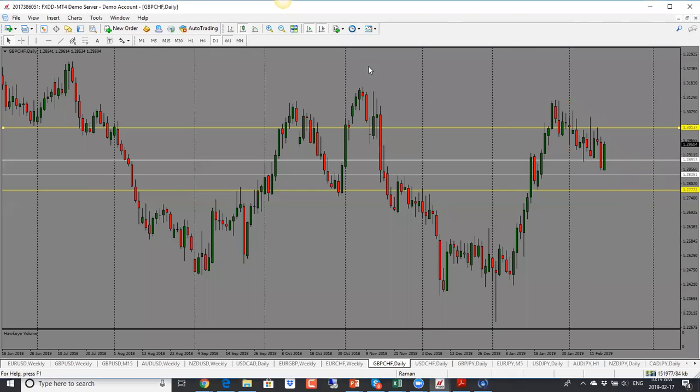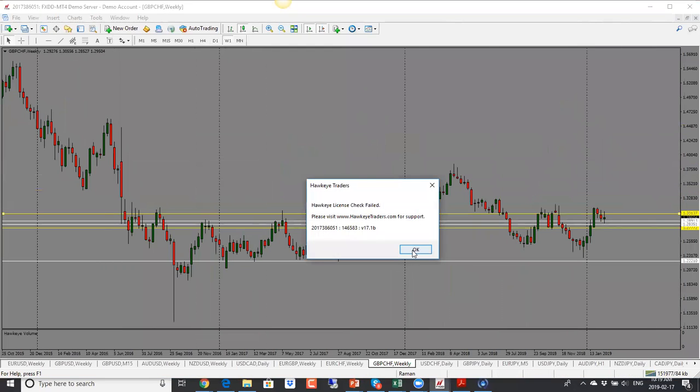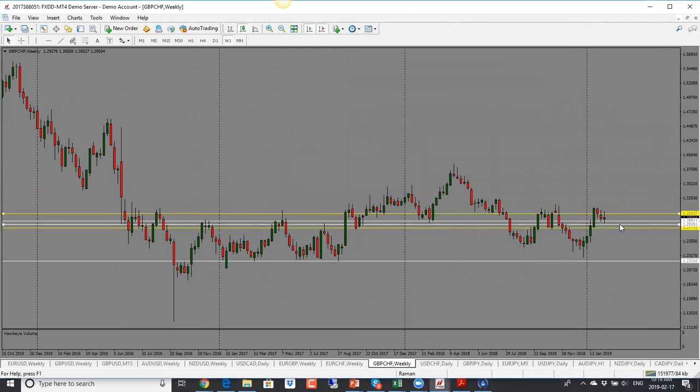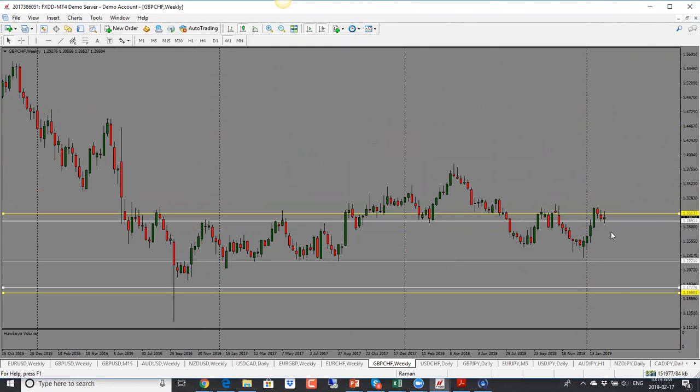So let's take a quick peek at the weekly. At the weekly, we see it hasn't really moved a whole lot. We have a neutral candle close. We have pins on both sides, small candle body, so looking quite neutral.